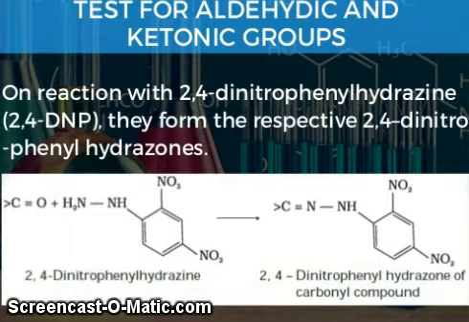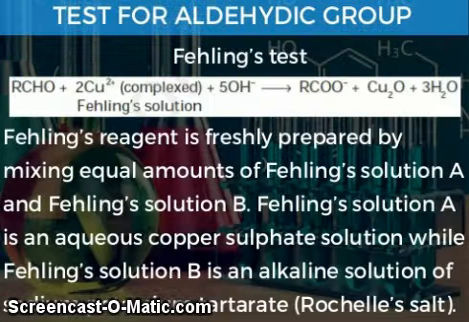Test for aldehyde and ketonic groups. On reaction with 2,4-dinitrophenylhydrazine, they form the respective 2,4-dinitrophenylhydrazones. Test for aldehyde groups: Fehling's test.